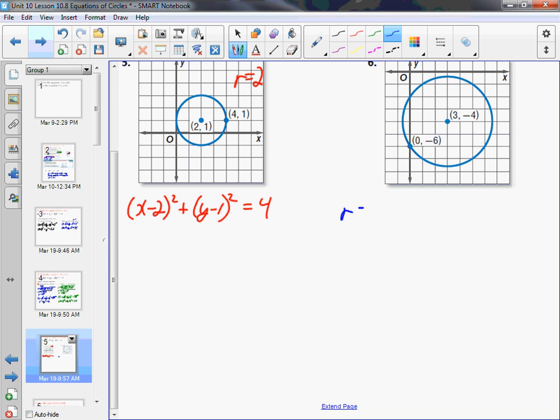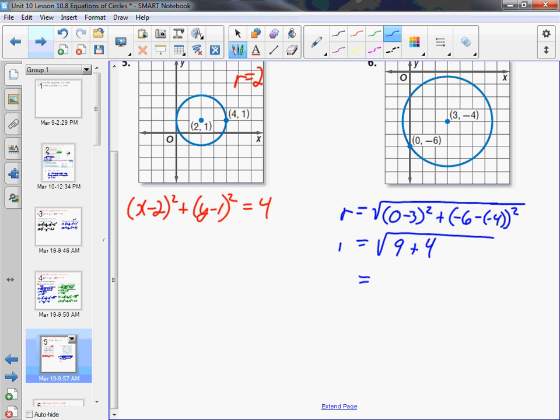So, radius equals the square root of 0 minus 3 squared minus negative 4 squared. So negative 3 squared is 9. Let's see, negative 6 plus 4 is negative 2. Square the negative 2, you get 4. So the radius is the square root of 13.